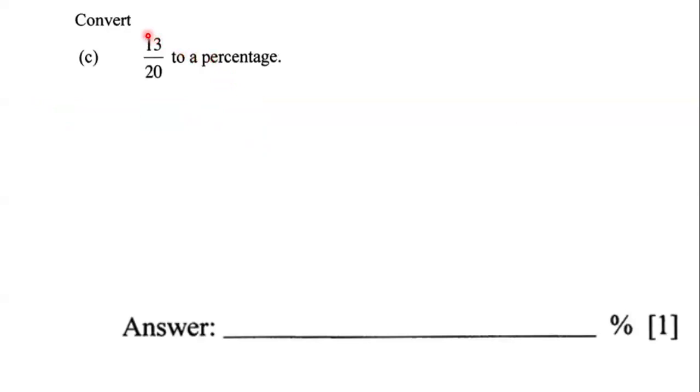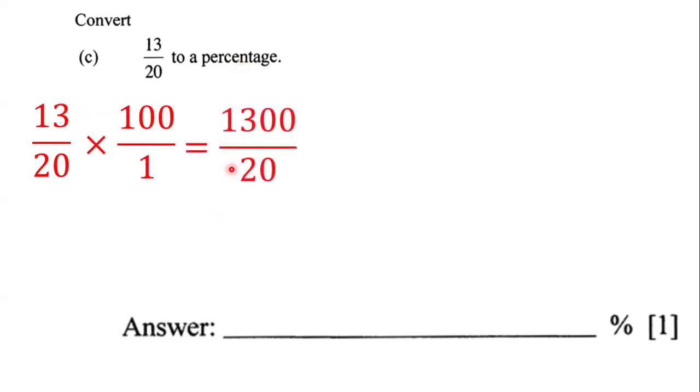Next, we have to take 13 over 20 and convert it into a percentage. Now, if we have a fraction and we want to convert it into a percentage, we just have to multiply by 100. And so we're going to multiply by 100 over 1. We say 13 times 100, and that gives us 1,300. We say 20 times 1. 20 times 1 is 20.